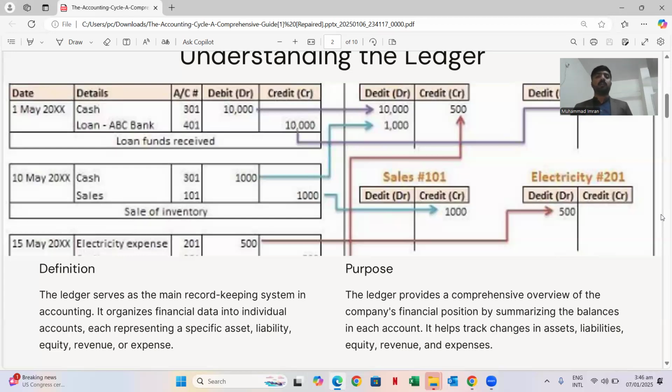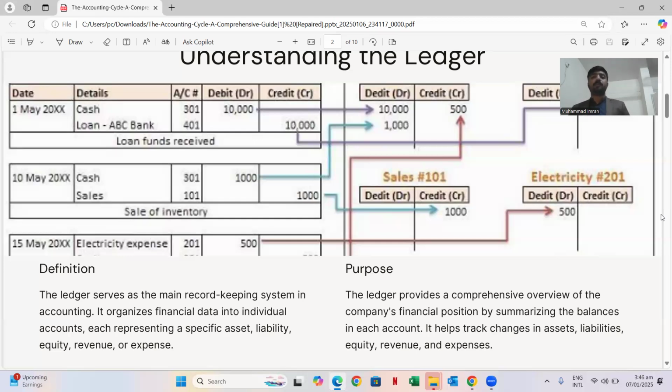In the cash account, the 10,000 received as a loan from a bank is debited, and the other 1,000 received from the sales is also debited. In the loan account, the loan of 10,000 which we received is credited. And then there is a separate account of sales, where the sales of 1,000 that the company made are also credited in the sales account.